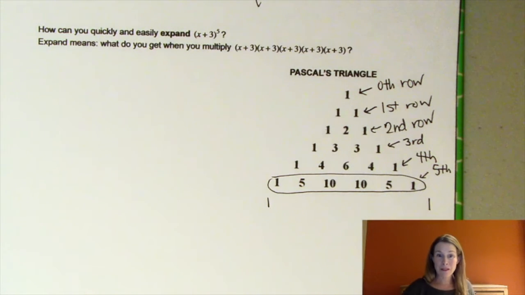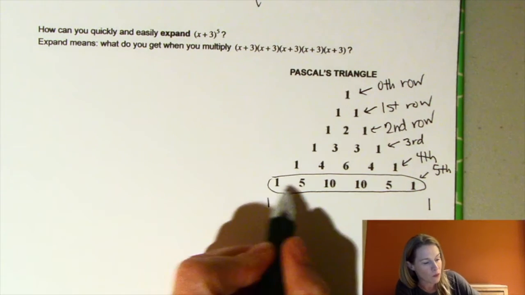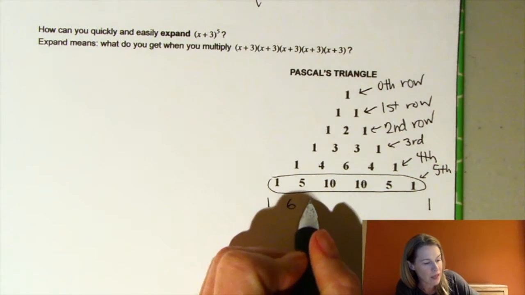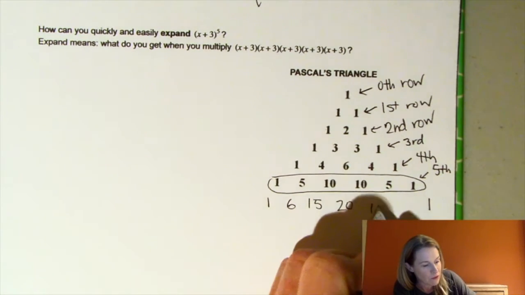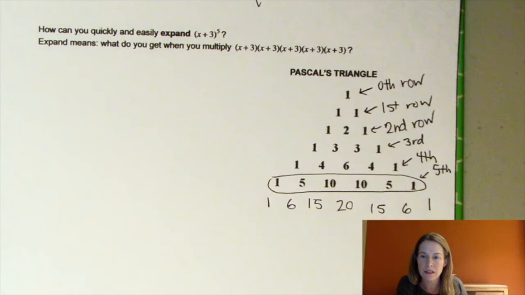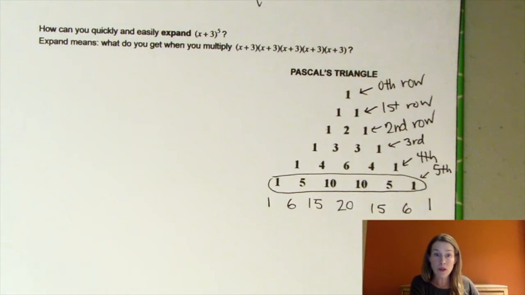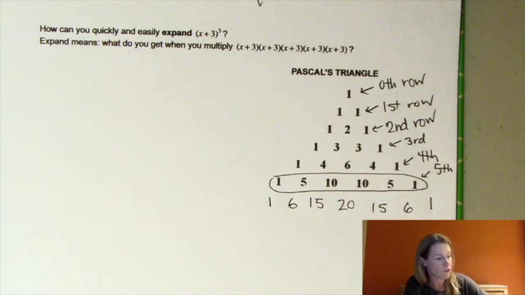So hopefully you paused and you filled in that 6th row. Again, there's a 1 on either end, and then 1 plus 5 is 6, 5 and 10 is 15, 10 and 10 is 20, 10 and 5 is 15, 5 and 1 is 6. Okay, so how do we use this to create x plus 3 to the 5th power?